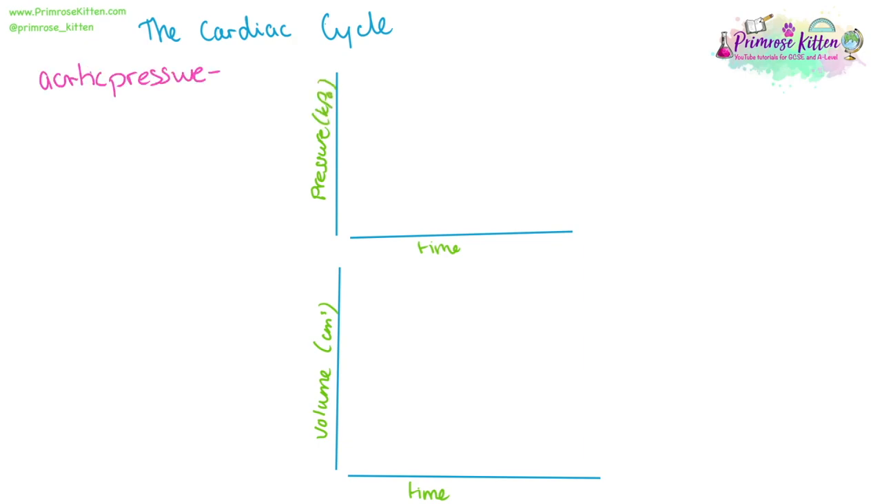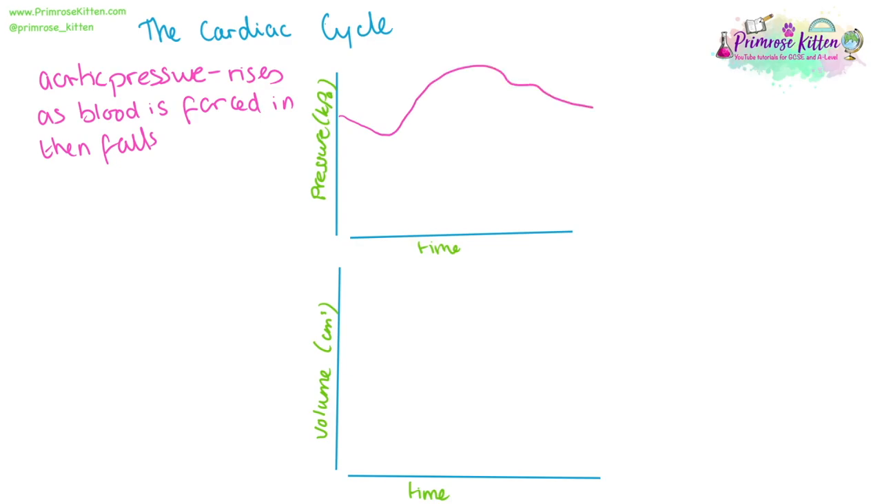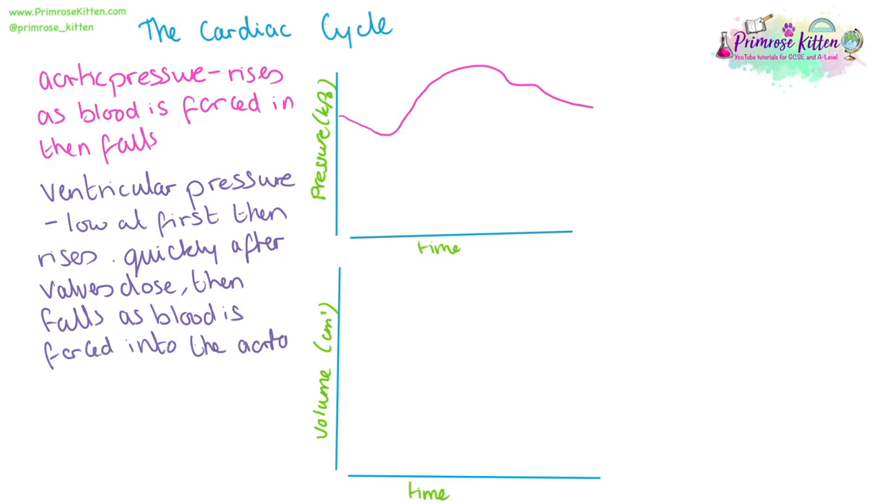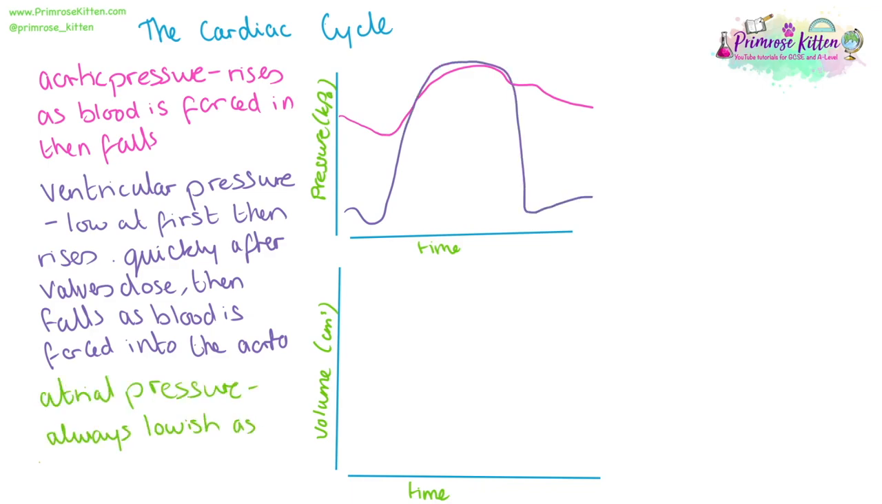The aortic pressure rises as blood is forced in and then falls as the blood leaves. Ventricular pressure is low at first and then rises. This rises quickly after the valves close, then falls as blood is forced into the aorta and pulmonary artery. Atrial pressure is always low-ish, as the walls are very thin, and this drops when the valves open.